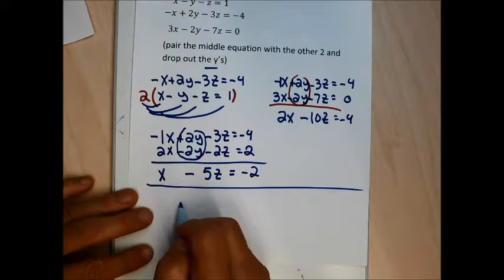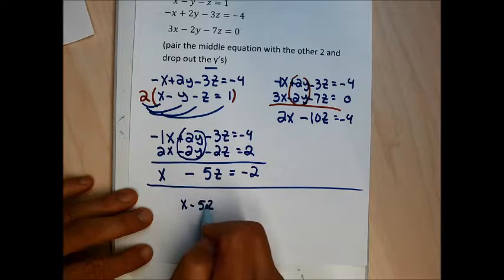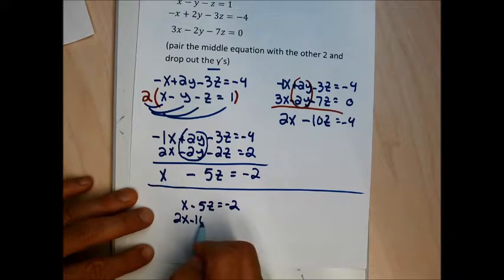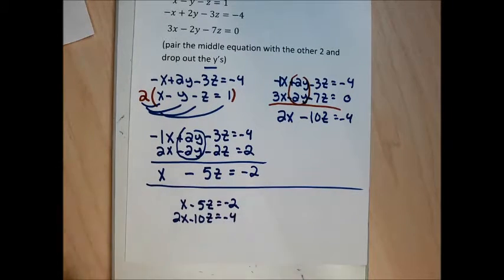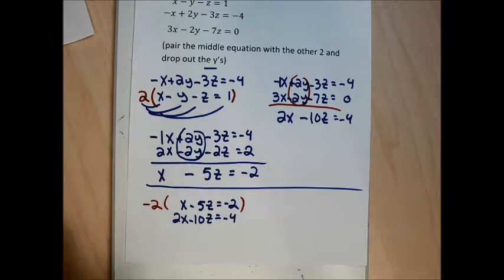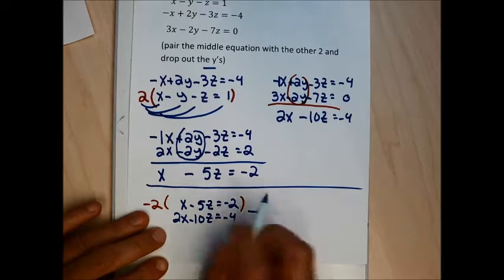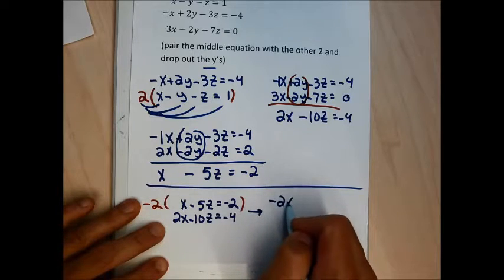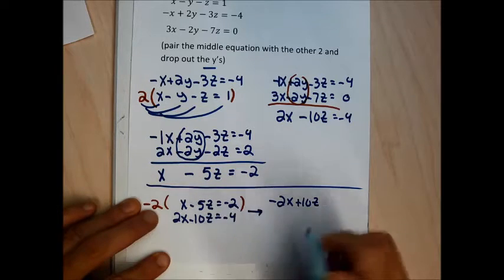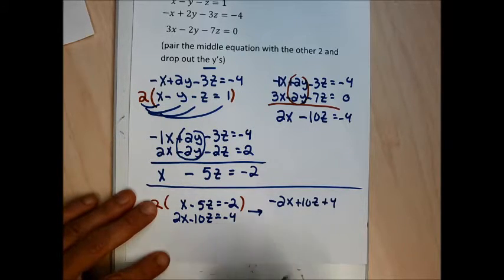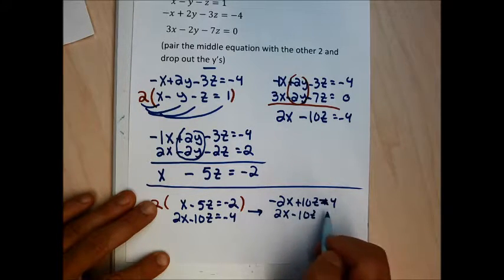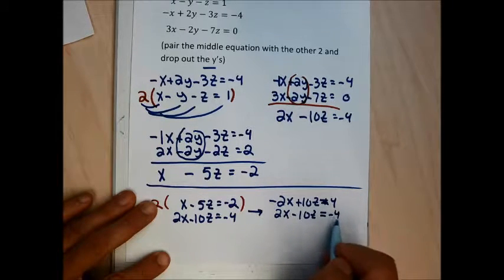Now I'm going to stack these. x minus 5z equals negative 2 with 2x minus 10z equals negative 4. Doesn't matter what I try to drop out, both letters are going to drop out. I'm going to multiply the top by negative 2. It's going to cause both the x's and z's to cancel. Negative 2 times x is negative 2x. Negative 2 times negative 5z is positive 10z. Negative 2 times negative 2 is positive 4. I'm going to leave the bottom equation, 2x minus 10z equals negative 4.